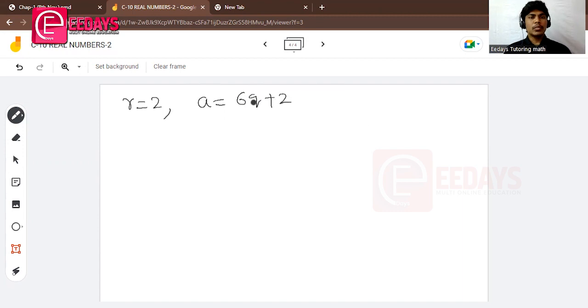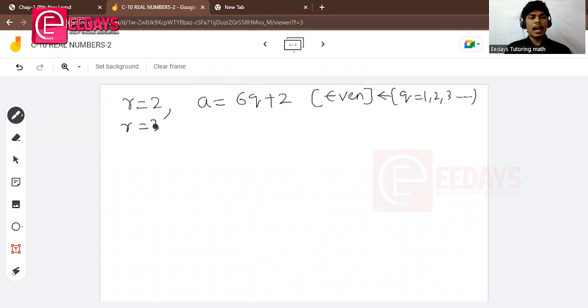In the place of q, you can substitute 2. The same method, guys. You can take q is equal to 2. 6 into 2 is 12, 12 plus 2 is 14. So you're getting even numbers while taking q values 1, 2, 3, and so on. Okay, you will get even numbers.